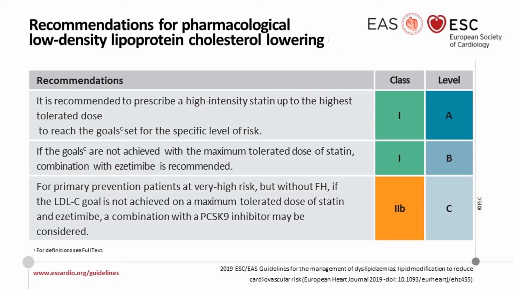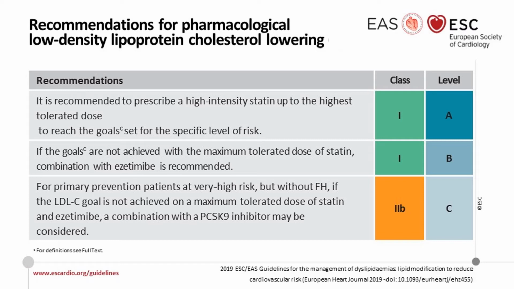For drug intervention, it's recommended to prescribe high-intensity statin up to the highest tolerated dose to reach the goals. If the goals are not achieved with the maximum tolerated dose of statins, you have to combine ezetimibe, and this is class 1B. For primary prevention in patients at very high risk but without familial hypercholesterolemia, if the LDL target is not achieved on the maximum dose of statins and ezetimibe, you can add a PCSK9 inhibitor. This is class 2B.